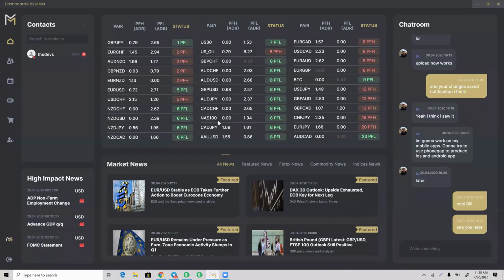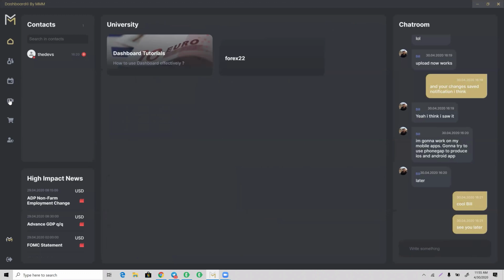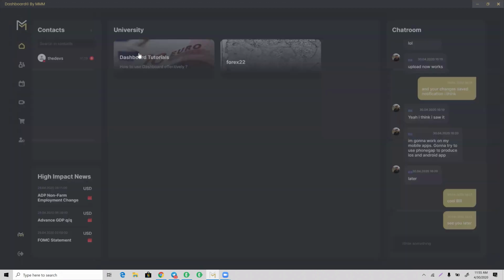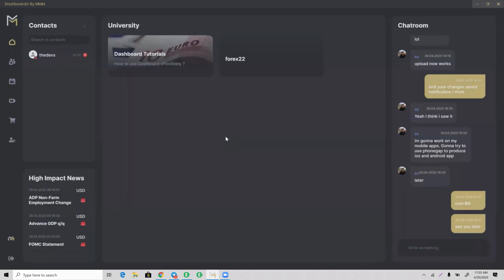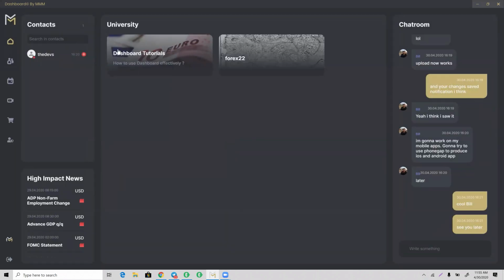Now, of course, onboarding as a new member, you are going to get access to a university section here, which is going to have dashboard tutorials. Of course, the videos are still not updated. They will be updated, and it's going to be a full university basically for dashboard tutorials. Analysts from the trading floor are going to be uploading their own educational content and analysis.